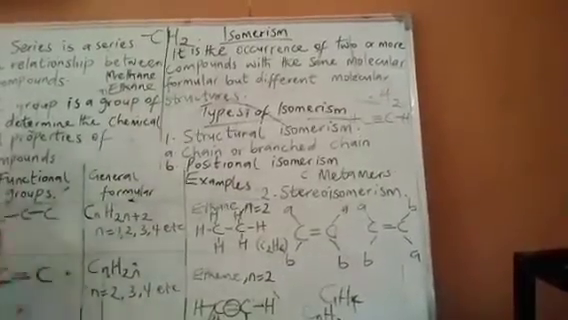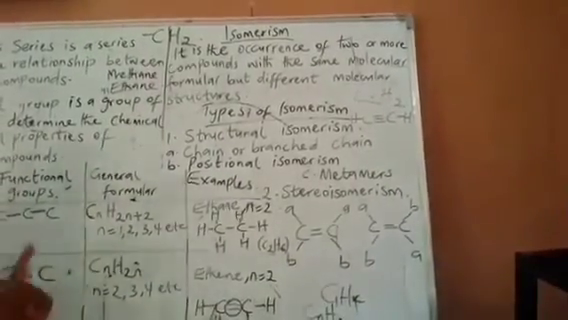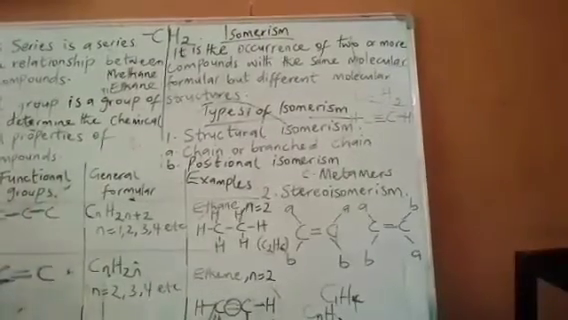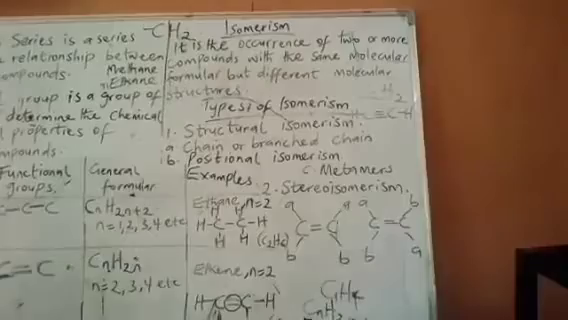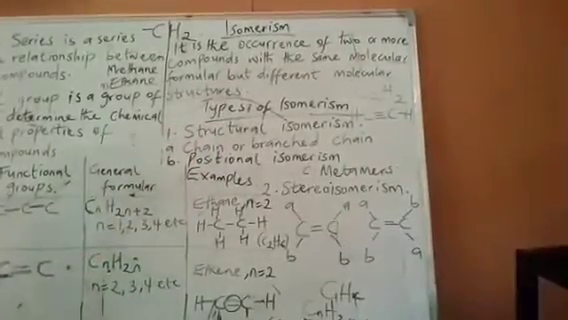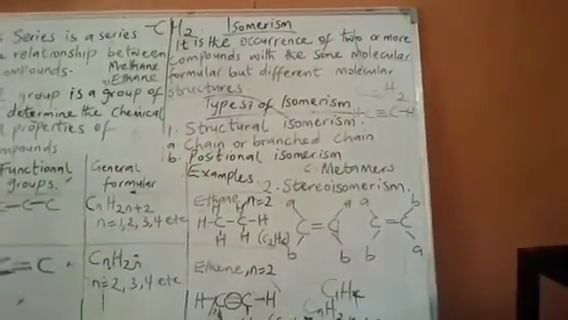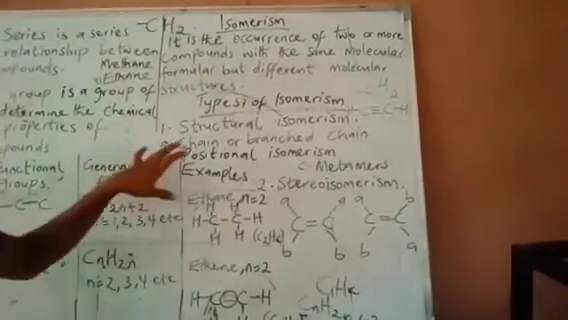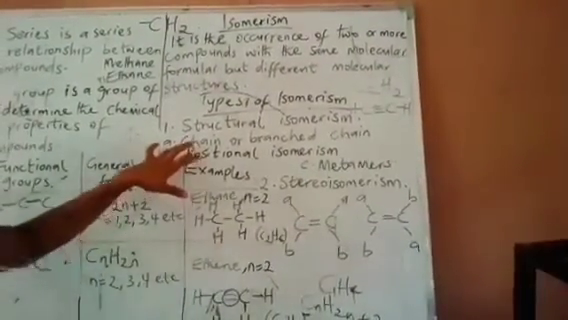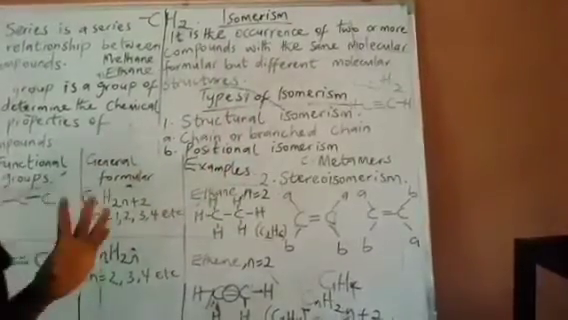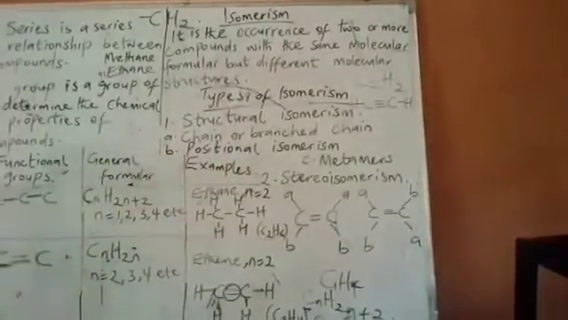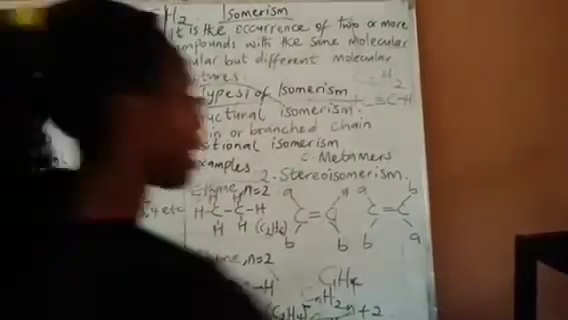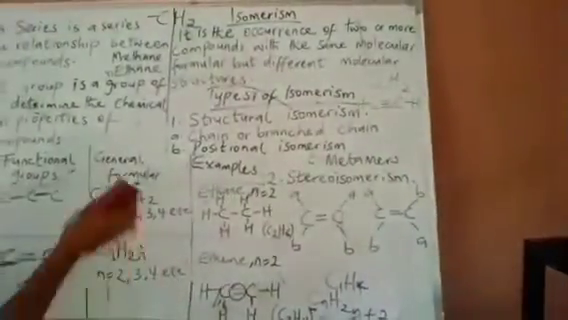Now let's look at the types of isomerism. We have 2 main types of isomerism. We have the structural isomerism and the stereoisomerism. Now coming to the structural isomerism, of course the structure, I should tell you, it has to do with just a slight change in the structure. Now we have the chain, the straight chain or the branch chain isomerism, and we also have the positional isomerism. Now when we talk about the branch or the straight chain isomerism, we're talking about something like this.